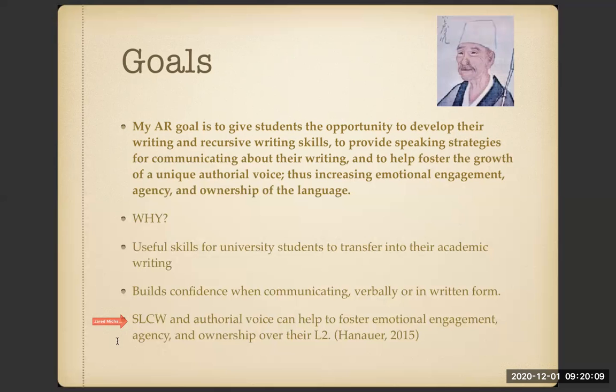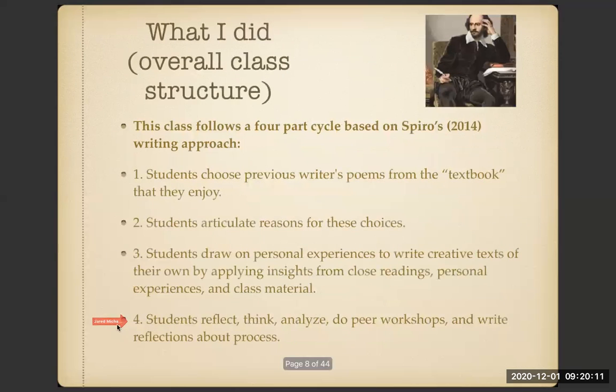Okay, very good. So the reading to writing cycle very quickly that I've developed through Jane Spiro's writing approach is 1, 2, 3, 4 steps. The first one is choice, where students read previous L2 writers' poems, so they're not intimidated by a native speaker's poetry. They read the other cohort's poems, choosing some that they like.